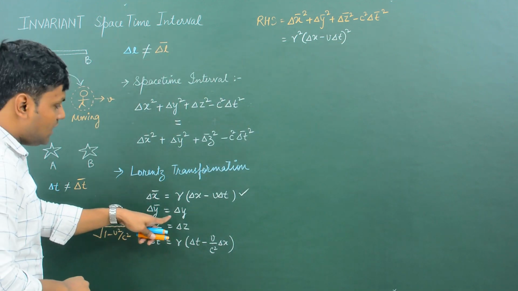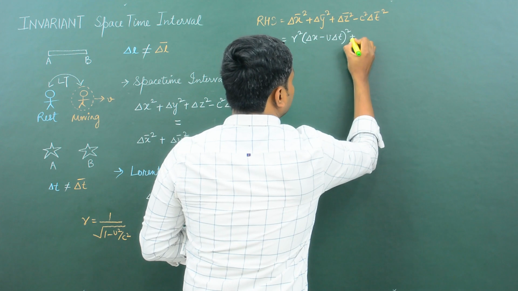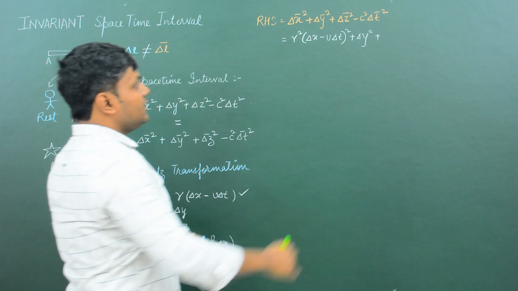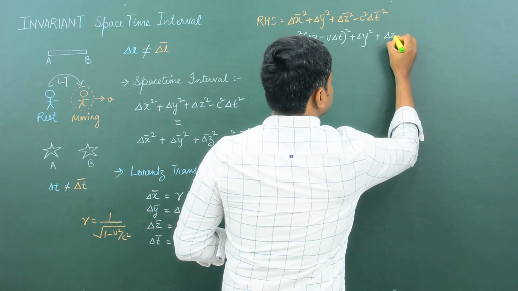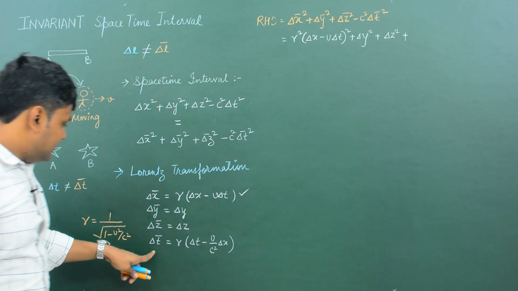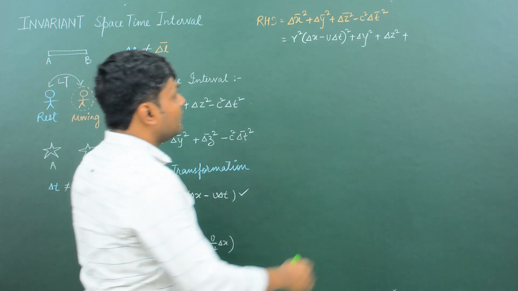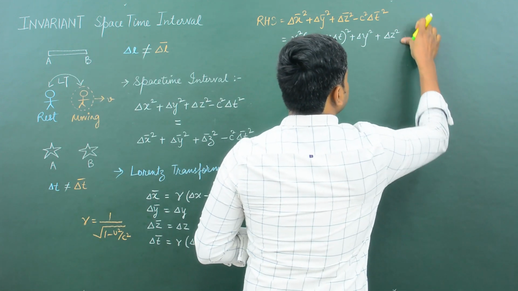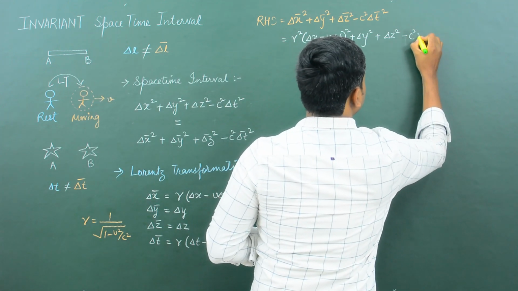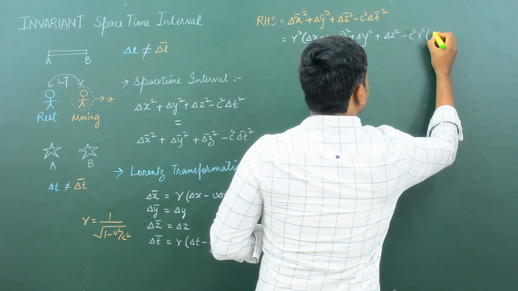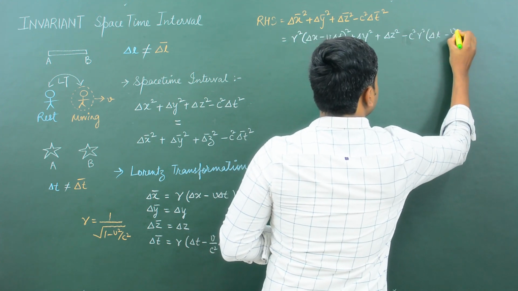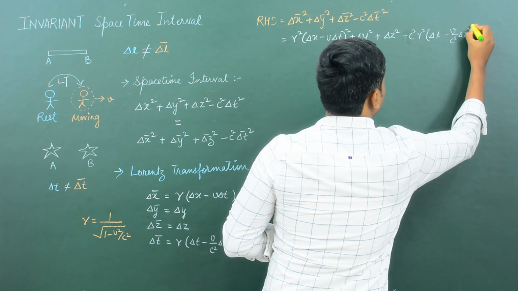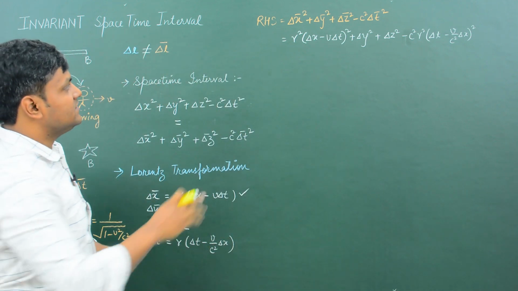Del y bar is equal to del y, so this is nothing but del y square. Del z bar is equal to del z, so this is just del z square, and del t bar is equal to this quantity, so I'm going to write this as minus c square gamma square, so you have del t minus v upon c square del x whole square. Okay, so let us simplify this expression.